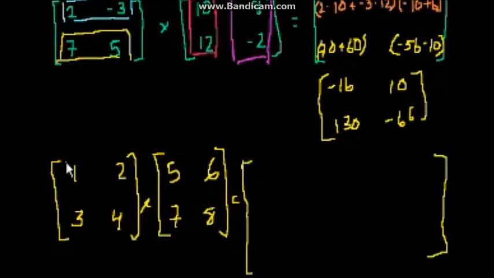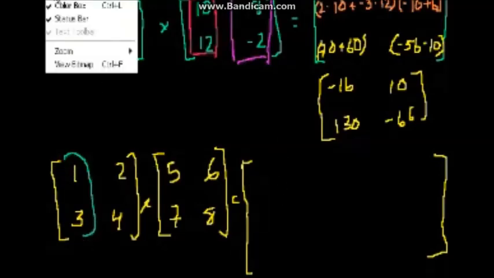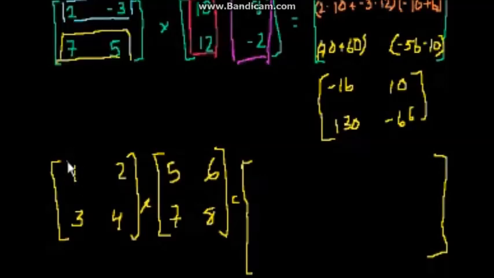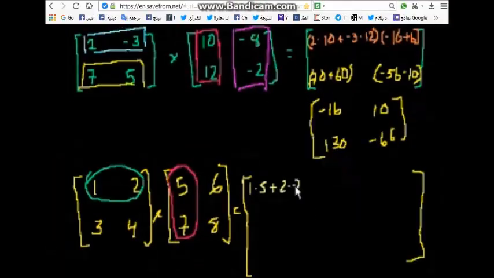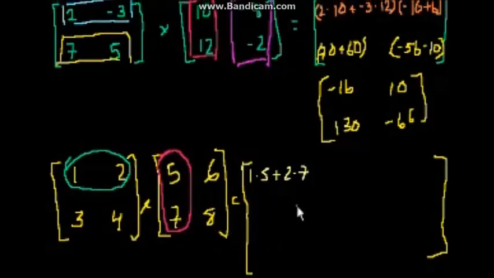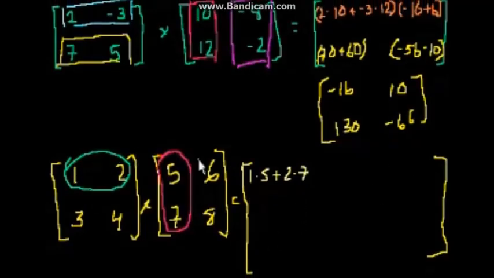So to get the top left term, the one that has row 1, column 1, we're going to take the row 1 information from here and the column 1 information from here. So you can view it as this row vector times this column vector. So it results in 1 times 5 plus 2 times 7. There you go.